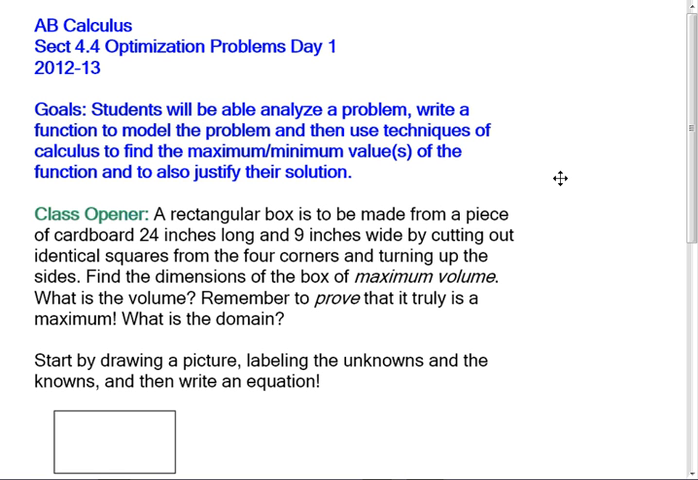A rectangular box is to be made from a piece of cardboard 24 inches long and 9 inches wide. I'm going to use a piece of paper. We're going to cut out identical squares from the 4 corners and turn up the sides. Now, you guys did this last year. And last year, you did the problem, but you didn't use any calculus. You found the function, and you then graphed it, right?